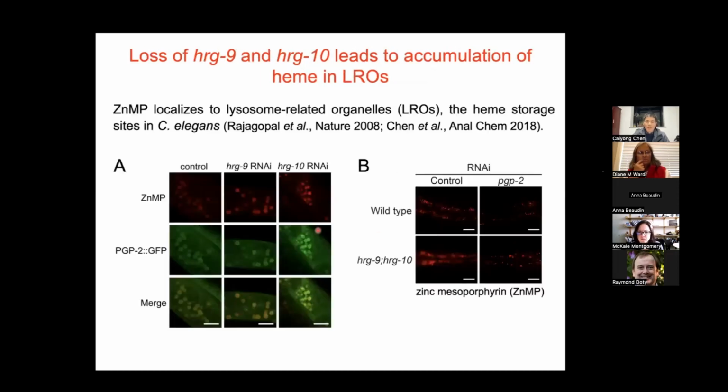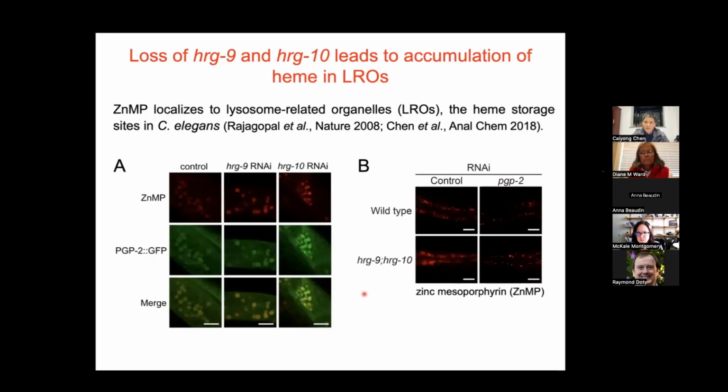It has been shown by Iqbal's lab that in C. elegans intestines, ZnMP mainly localizes to lysosome-related organelles, or LROs, which are the heme storage site in C. elegans intestinal cells. So to find out whether zinc metalloporphyrin also localizes to LROs in HLG9 and HLG10 deficient worms, we used the LRO marker, PGP2-GFP. As you can see in the merged images, ZnMP and PGP2-GFP co-localize well in both the control worms and the HLG9 and HLG10 RNAi worms.